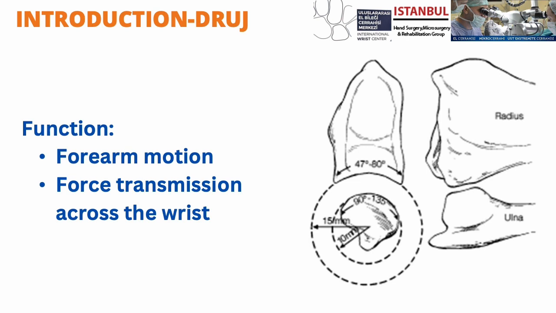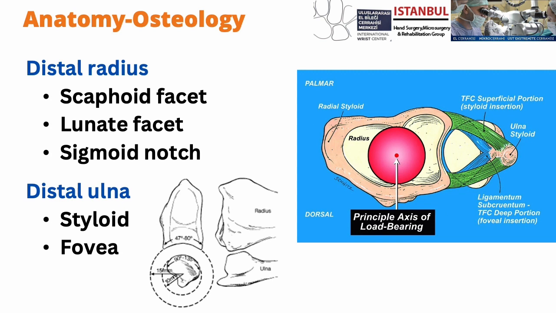The DRUJ is important for forearm motion, especially forearm supination and pronation, and force transmission across the wrist joint. It consists of two bony components, which are distal radius and distal ulna. The distal radius consists of the scaphoid facet, lunate facet, and scaphoid notch. And the distal ulna consists of ulnar styloid and ulnar fovea.